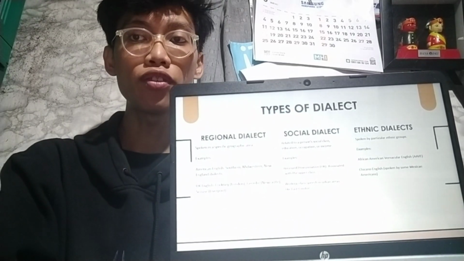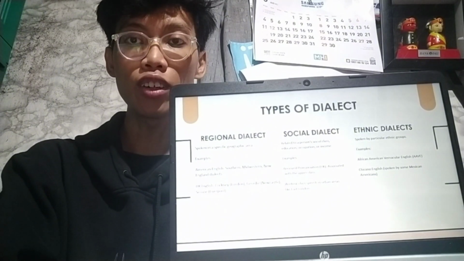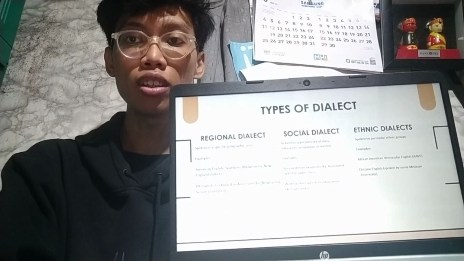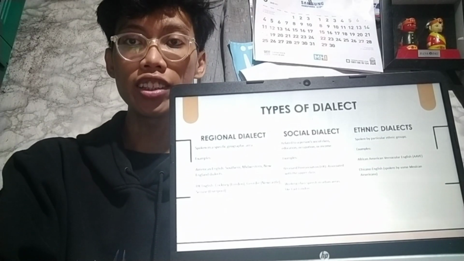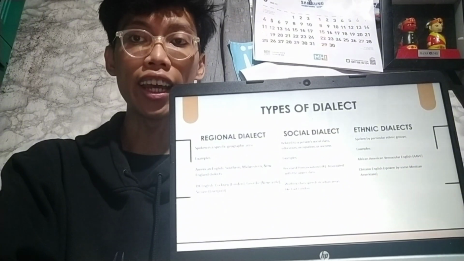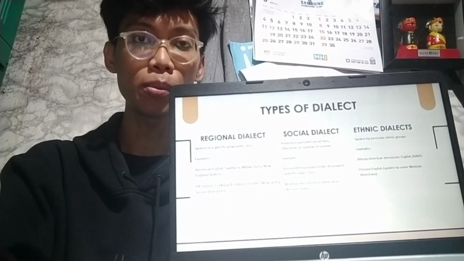Next, we move to types of dialect. Number 1, regional dialect, spoken in a specific geographic area. Examples: American English, which has Southern, Midwestern, and New England dialects. UK English, Cockney or London in London, Geordie in Newcastle, and Scouse in Liverpool.